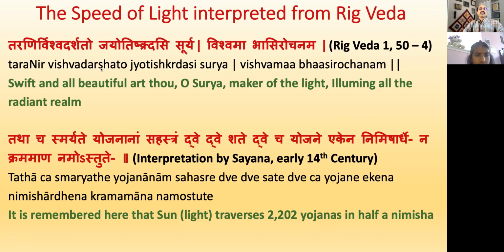Taranir Vishwadarshato Jyotis Kradasi Surya Vishwama Bhasirochanam. So what does that mean? Some of the words you can clearly identify, right? Jyoti is light. Surya is sun. Vishwa is universe. Darshato means appearance. Vishwama means universe or eternal. You can think of it as eternity. Bhasi means illumine. Bhaskara means somebody who creates illumination. That's what we call Surya Bhaskara.